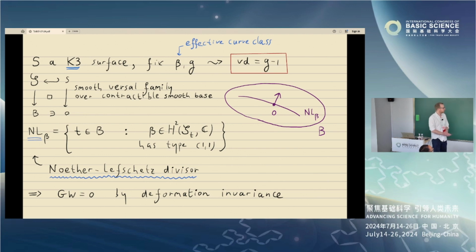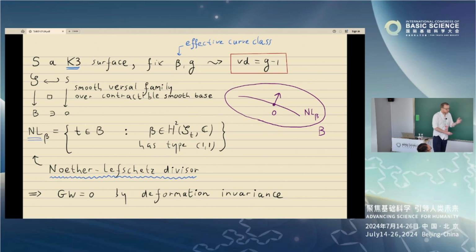So now let us fix the complex structure of the K3 surface. In other words, we look at a smooth family curly S over a smooth base B. And let's say our original K3 surface sits over 0. And I'll restrict to a contractible base.